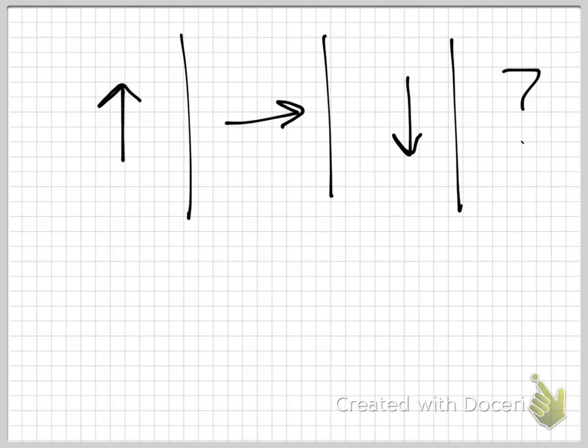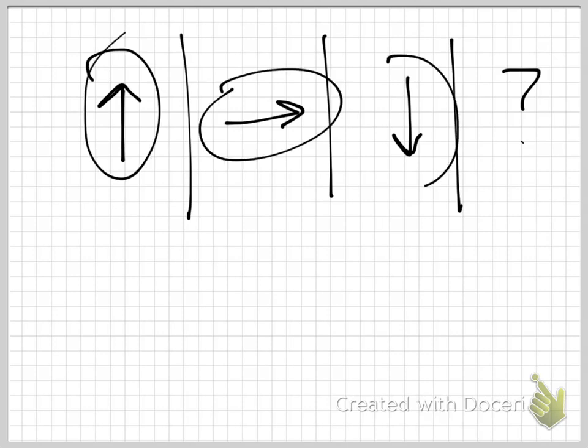The arrow, she says, will be pointing that way. Is that true? Yeah. The arrow is pointing to the left. You'll just notice the arrow is pointing up, then to the right, and then down. That means you're looking at it. It's turning clockwise, right? So you're just looking at it and being able to recognize the pattern. That's all we're talking about here.